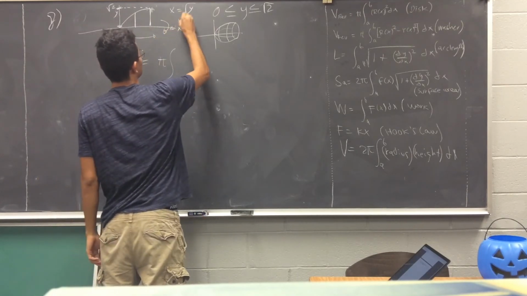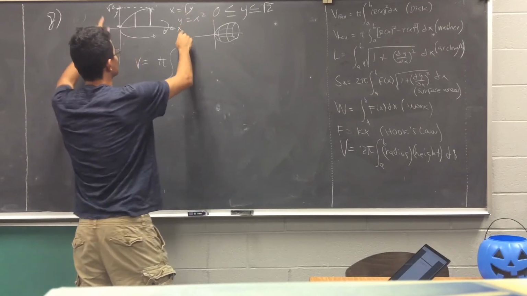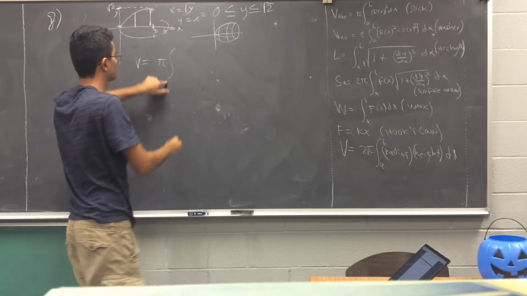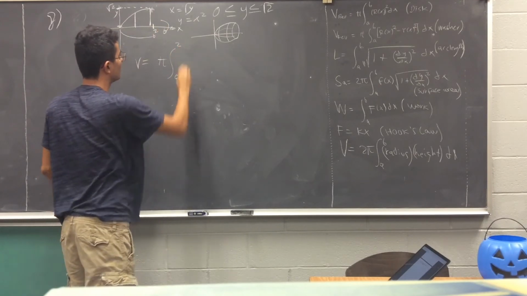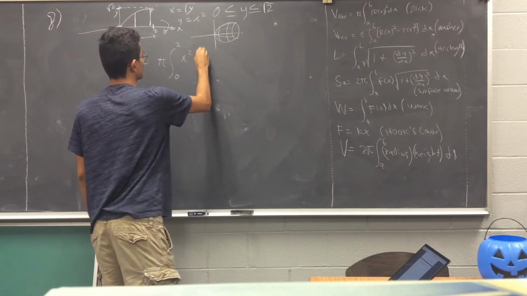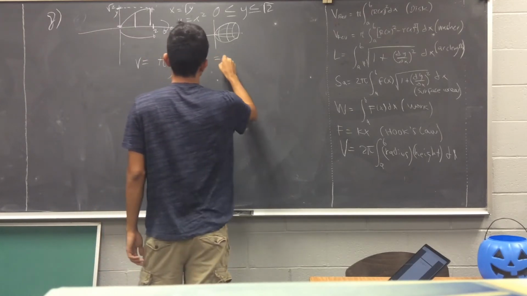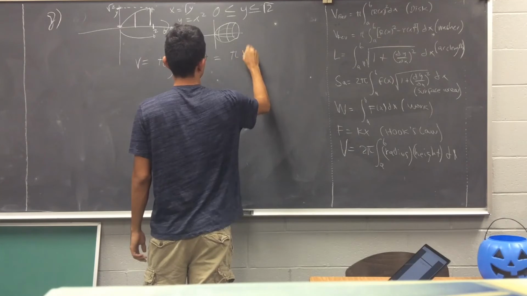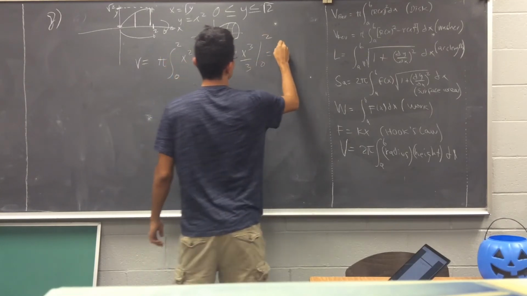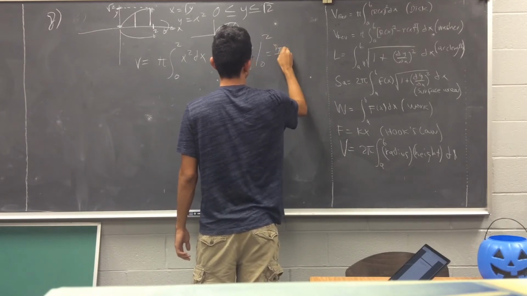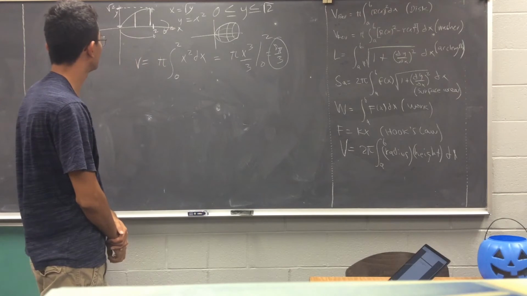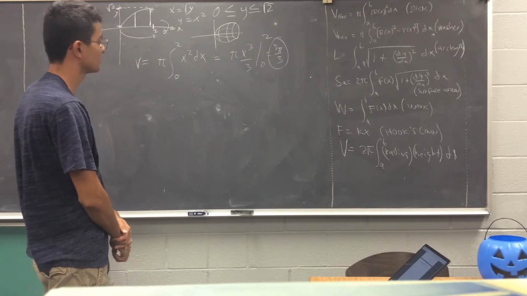So y is equal to x squared. If y is radical 2, that's going to be 2. Yeah, that's going to be 2, right over here. So we're integrating from 0 to 2 of x squared dx. And that's going to get us pi x cubed over 3 from 0 to 2, which is equal to 8 pi over 3. And, well, there you go. That's the answer. Pretty straightforward, right?